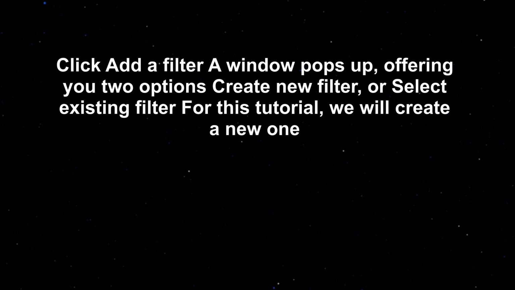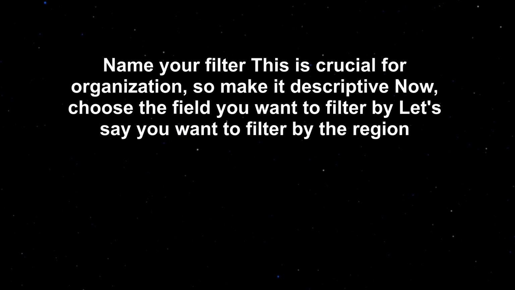Click Add a Filter. A window pops up, offering you two options: create new filter or select existing filter. For this tutorial, we will create a new one. Name your filter. This is crucial for organization, so make it descriptive now. Choose the field you want to filter by. Let's say you want to filter by the region.